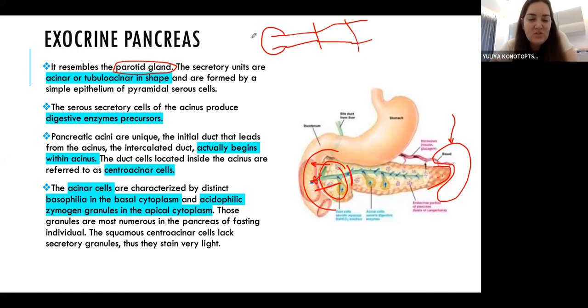Now, the intercalated duct that begins within the acinus is lined by some special cells. They are called centroacinar cells. Okay, they are a bit cuboidal in shape. So they are called centroacinar cells. These cells, which line the intercalated duct inside of the acinus of the exocrine pancreas, you will call the centroacinar cells. Everybody remembers what is acinus?